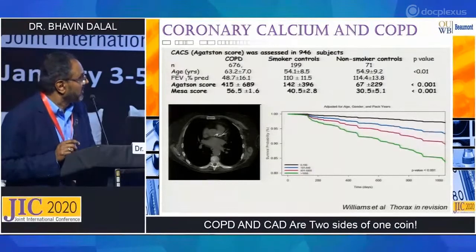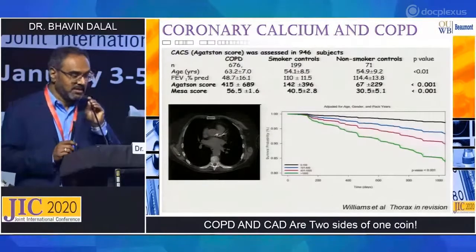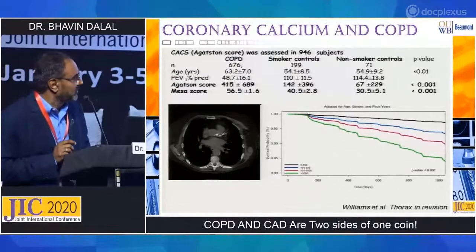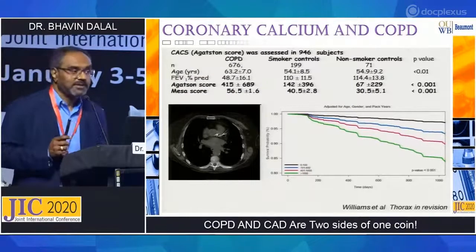The people who have COPD, smokers and non-smokers. You can see that the people with COPD have a significantly high level of calcium in the coronary arteries. And this is a graph showing that the people who have a high calcium score actually had more mortality over the period of time.